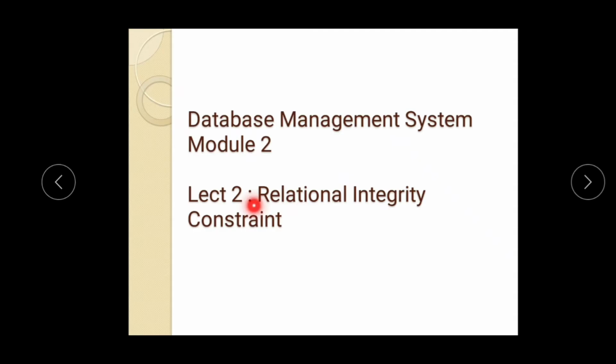Okay, so in the last video we started with the introduction of the relational model. In that we saw what a relation is. A relation is nothing but a table. Then we talked about attributes in a relation. An attribute is nothing but a column. Then we talked about tuples. Tuples are nothing but rows, or records in a relation.